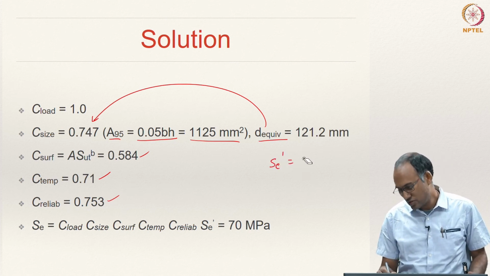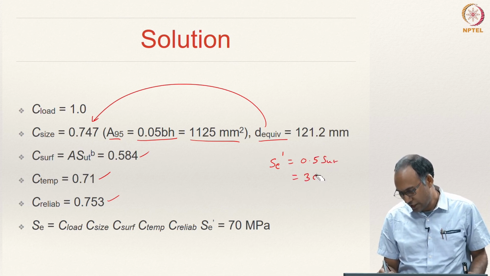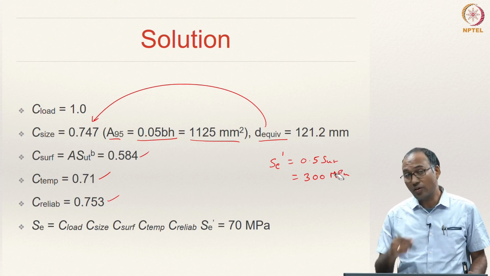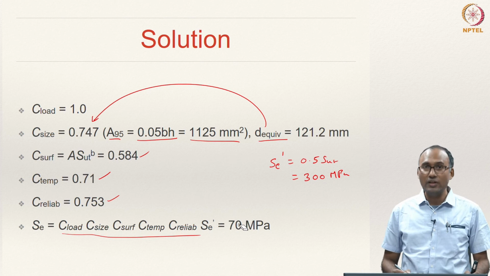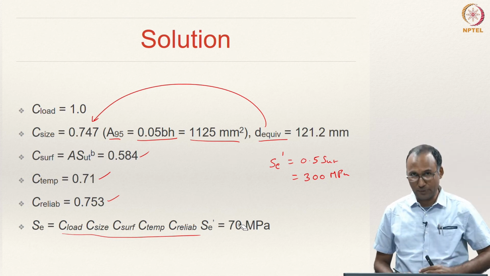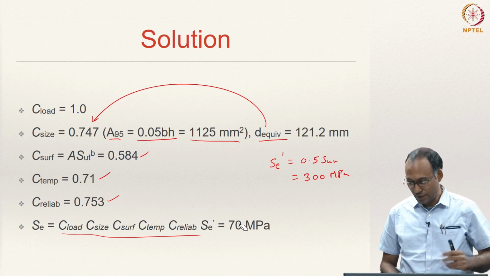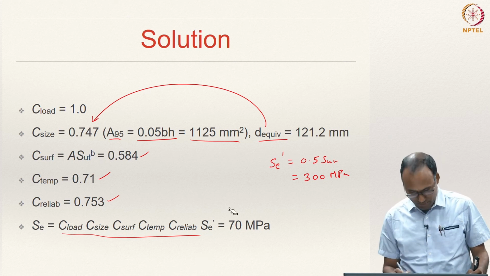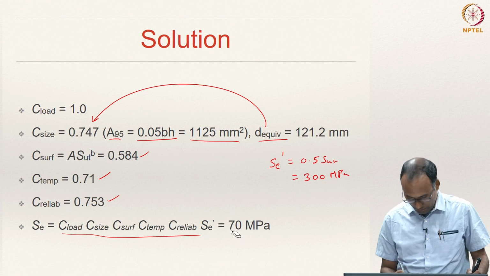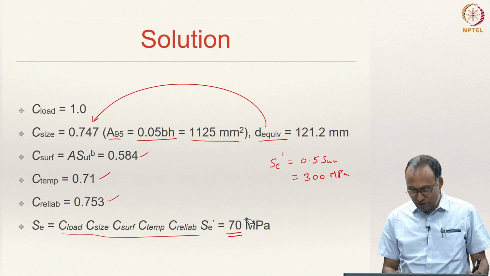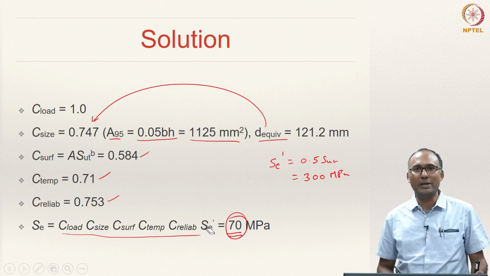What is our SC dash, by the way? SC dash is equal to 0.5 times SUT, that is 300 MPa, which is our uncorrected endurance strength. But now, by putting in all these factors, the endurance strength has reduced significantly, right, by more than a factor of 3. So, now the corrected endurance strength comes out to be 70 MPa.